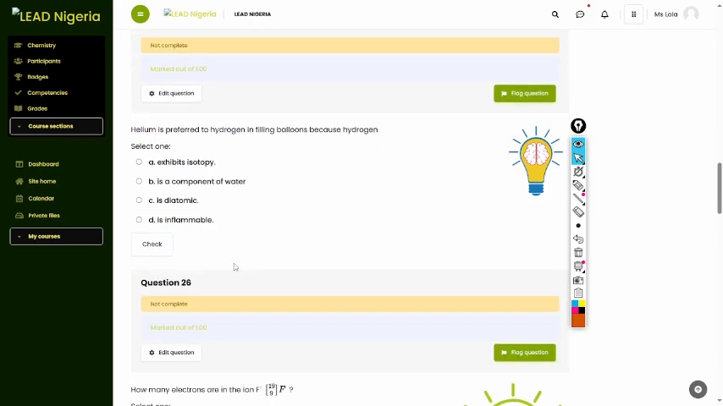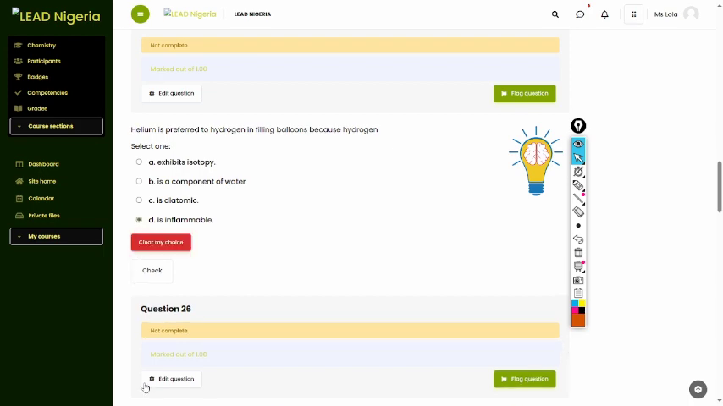Helium is preferred to hydrogen in filling balloons because... Okay, so why is helium preferred to hydrogen in filling balloons? The reason is because hydrogen is inflammable. But helium is an unreactive gas. Helium is in group 0 of the periodic table, so it doesn't react with any other atom. So it doesn't combine with oxygen, it doesn't combine with any other atom.